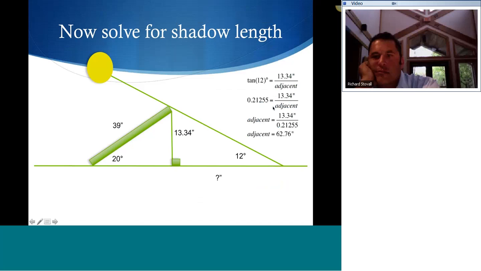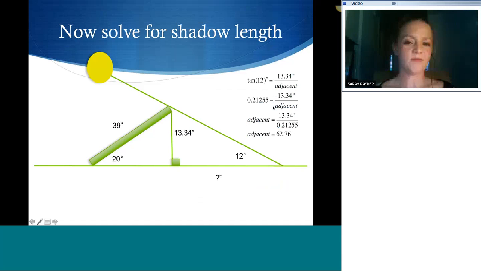This is where we kind of skipped a step in my mind, because what I would have done is multiply by the A, put the A over here, and then divide both sides by 0.21255, because it just makes sense. I've got to see it all fall into place that way personally. But what it really comes down to is the opposite distance divided by the tangent of 12 degrees, which brings us to the adjacent distance being 62.76 inches. But that's not all. There's one more step.